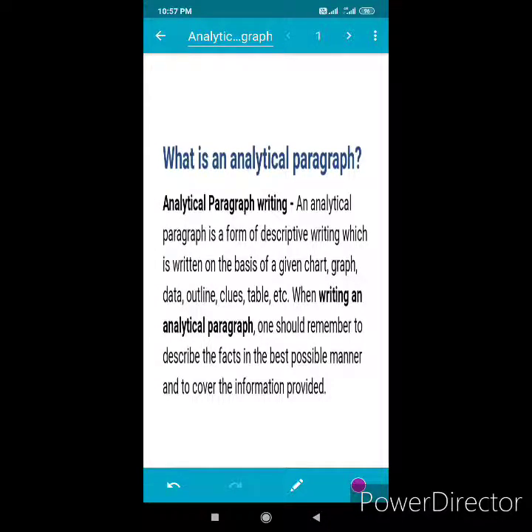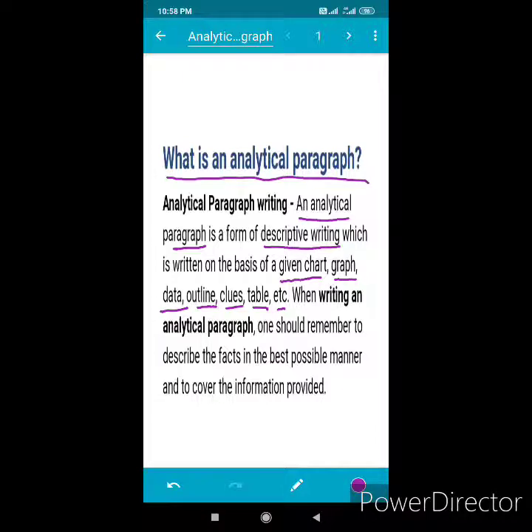Children, you all have done descriptive paragraph in class 9th. And this year CBSE has introduced analytical paragraph for class 10th. Now children, I know that you all want to know what is an analytical paragraph. Do you know that an analytical paragraph is a form of descriptive writing which is written on the basis of the given chart, graph, data, outline, clues, table, etc.